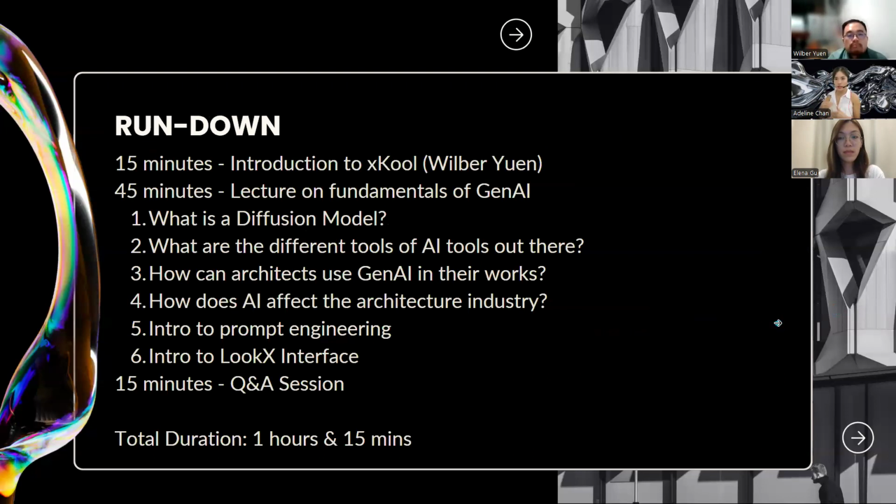So this is our rundown today. We just had 15 minutes from Wilbur. Now we are going to look into what a diffusion model is, what the different tools of AI out there are, how we can use Gen AI in our work as architects, and how AI affects the industry. And then we're going to look at a 101 intro to prompt engineering, and then a little bit more at the LookX interface. I'll share my screen and we will look into the creation plaza, etc. Then we will open up the chats for a Q&A session.